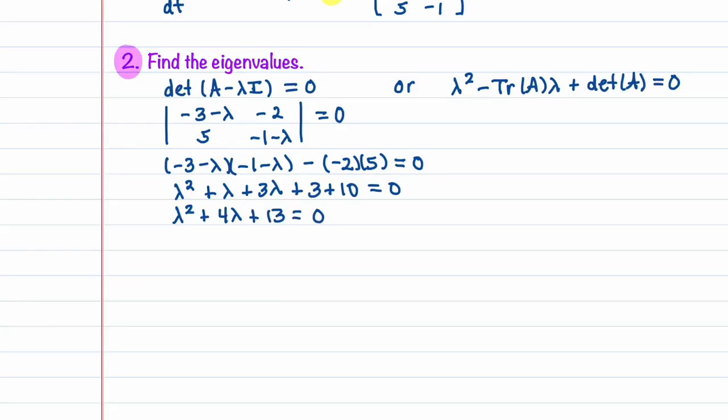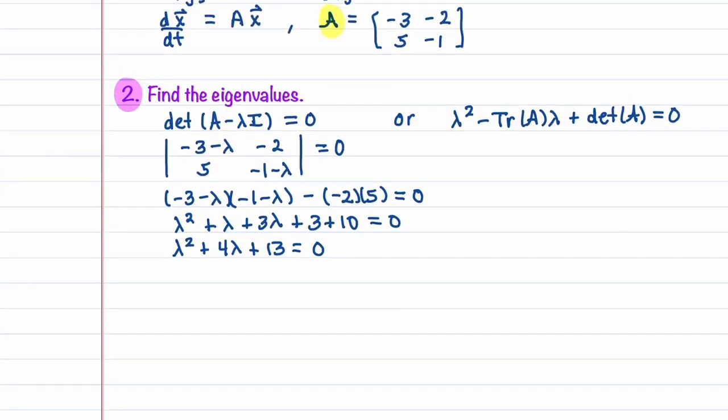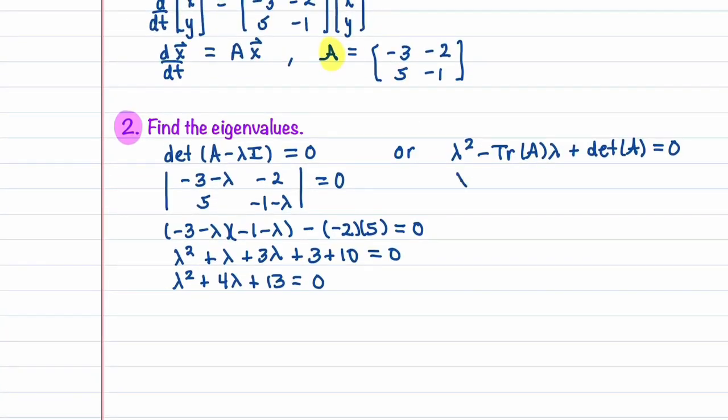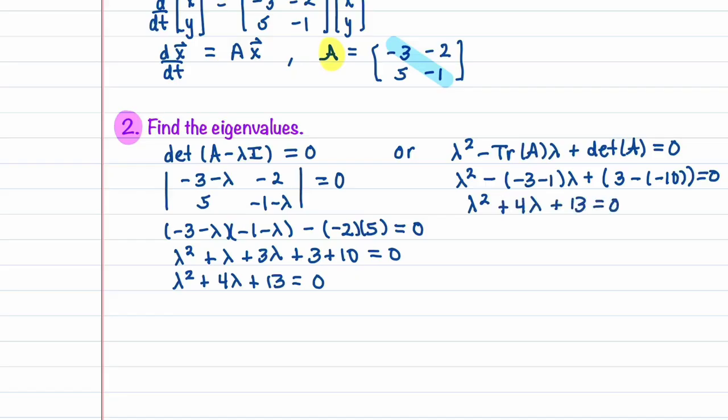Before we solve this, let's go over here on the right and look at finding our quadratic using this formula. We have lambda squared minus the trace of A. The trace of A is where you take the main diagonal elements and you add them. So this is minus 3 minus 1 times lambda. And then we have the determinant, which is the main diagonal entries multiplied. So that gives us a 3. And then we have a minus the off-diagonal entries multiplied, which is minus 10. So this gives us lambda squared plus 4 lambda plus 13 is equal to 0.